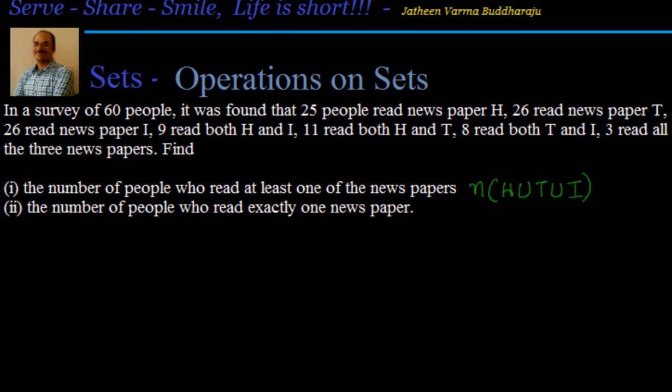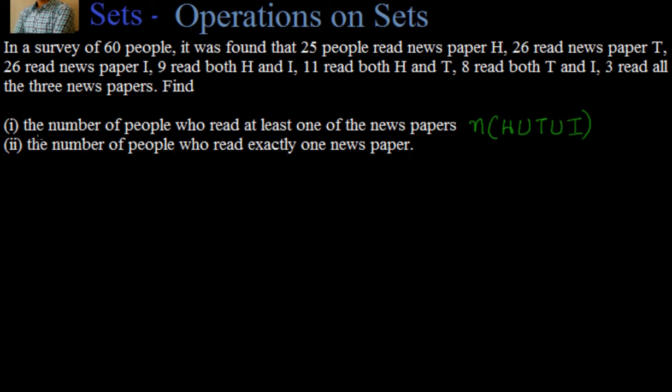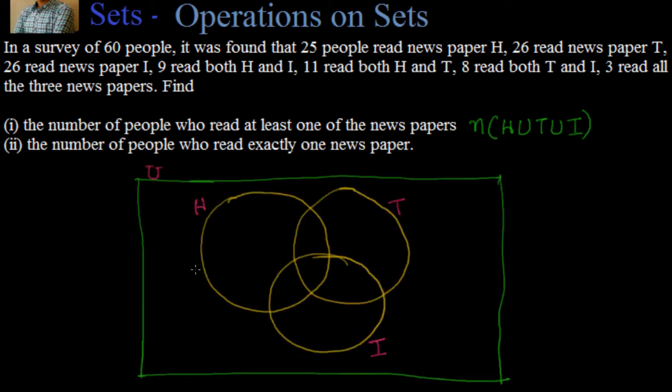So to do this problem, instead of doing it without Venn diagrams, I prefer to do it through Venn diagrams so that it's very easy to solve. So let's try to draw a rectangle. We have total 60 people, so that's nothing but our N of U is equal to 60.